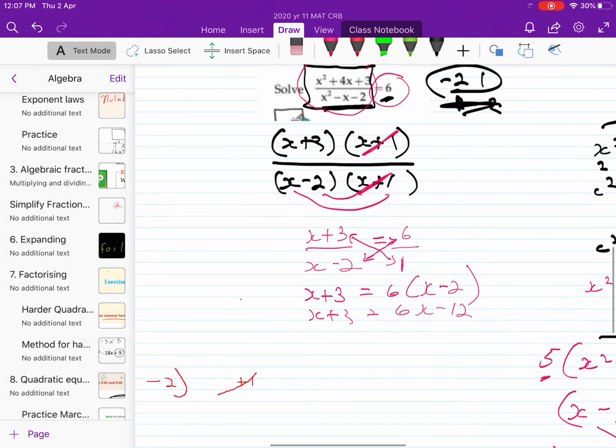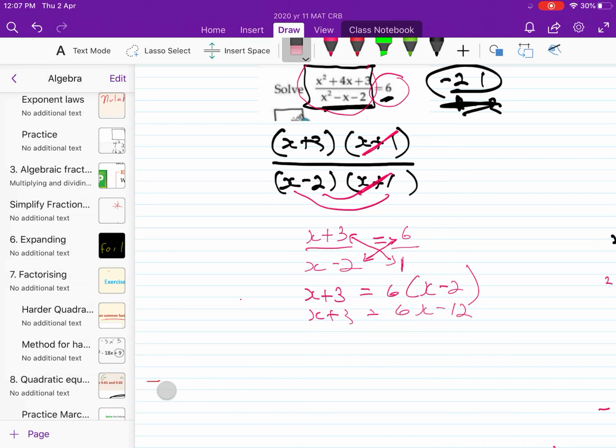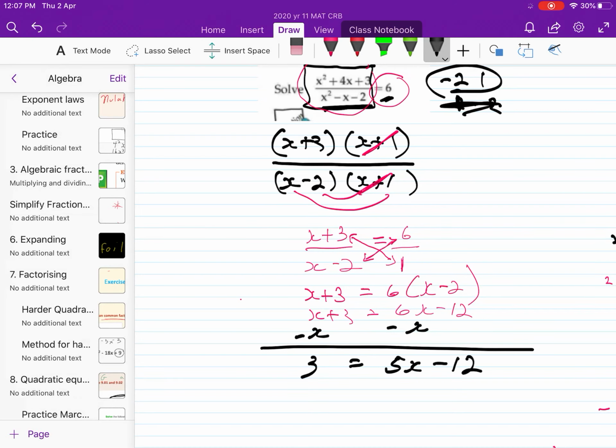Now again, I want my x to be positive. So I'm not going to move it over to the left. I'm going to move this x over to the other side. So I'm going to get 3 equals 6x minus x, which is 5x, minus the 12, right? So I just moved that over, so I got all the variables on one side, but I kept this positive because it's just easier. It's not absolutely necessary, but it's just easier.